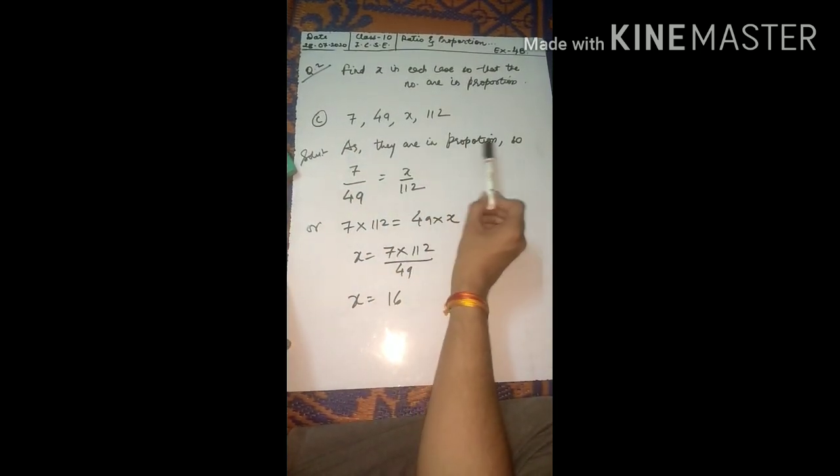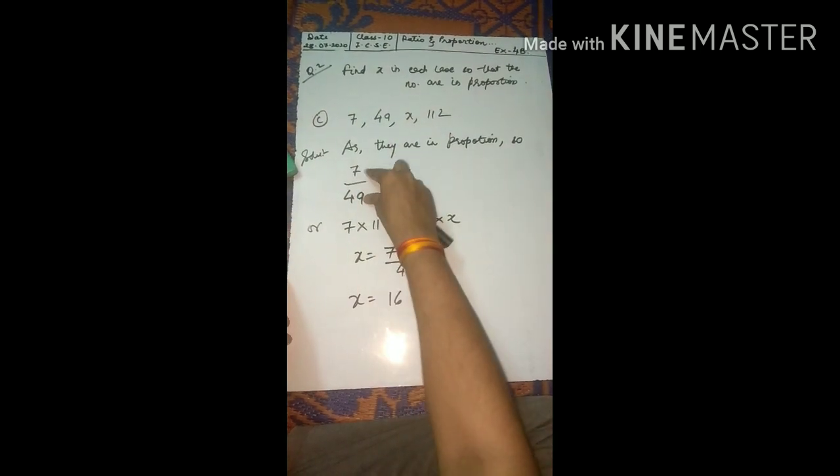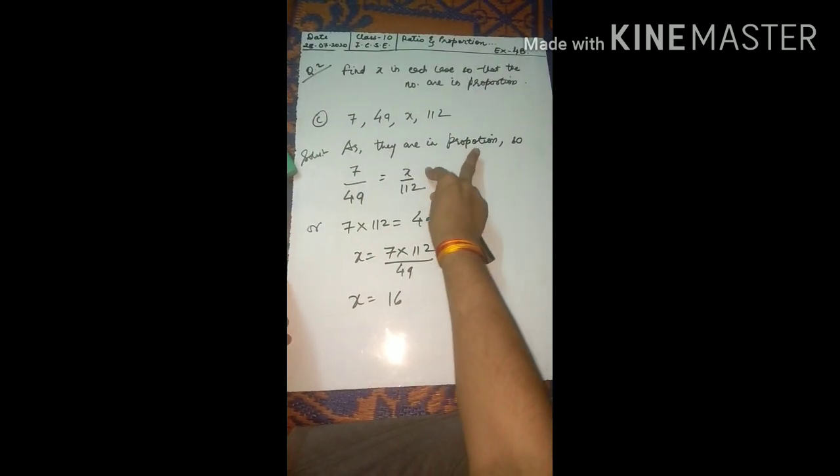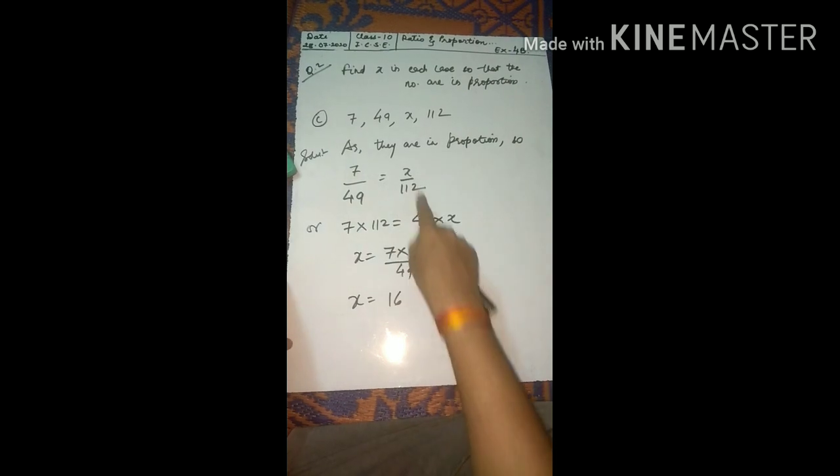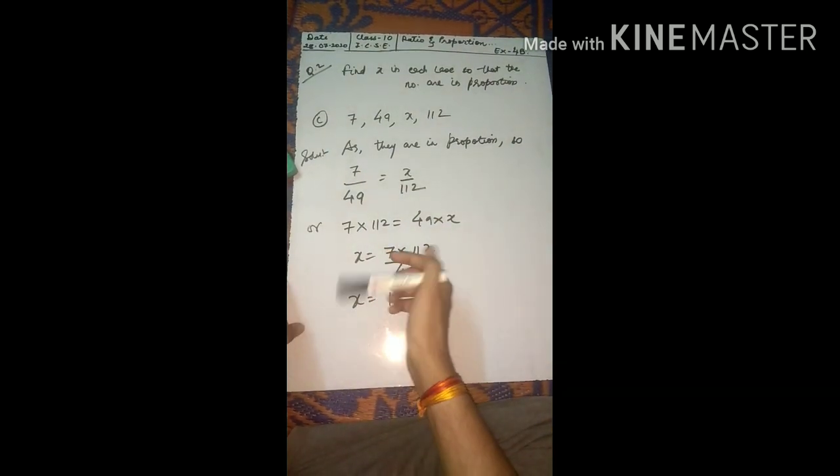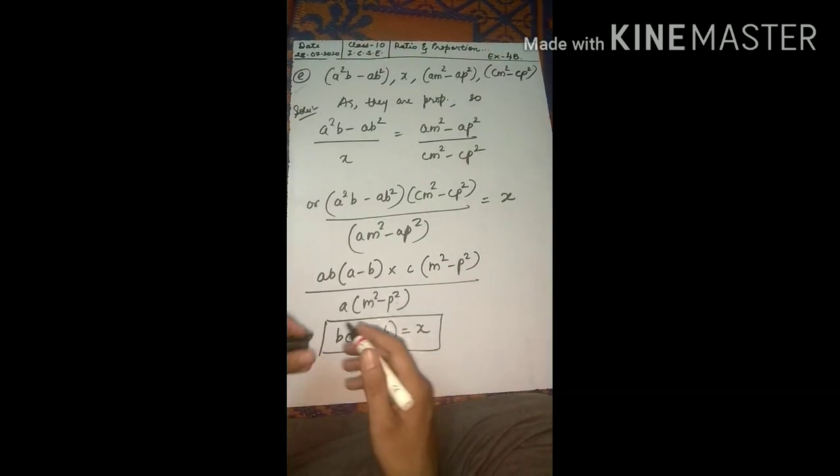As they are in proportion, so what can we write? The ratio of the first two is equal to the ratio of the last two. Hence you just take all the things here and find the value of x in each case. Okay, let us come to question E.